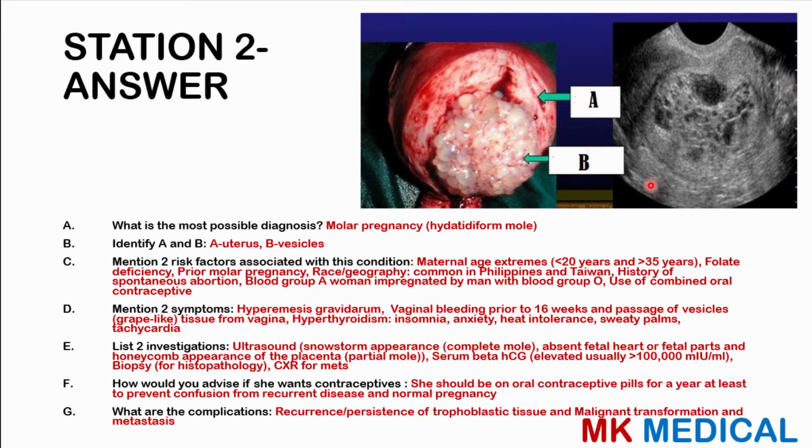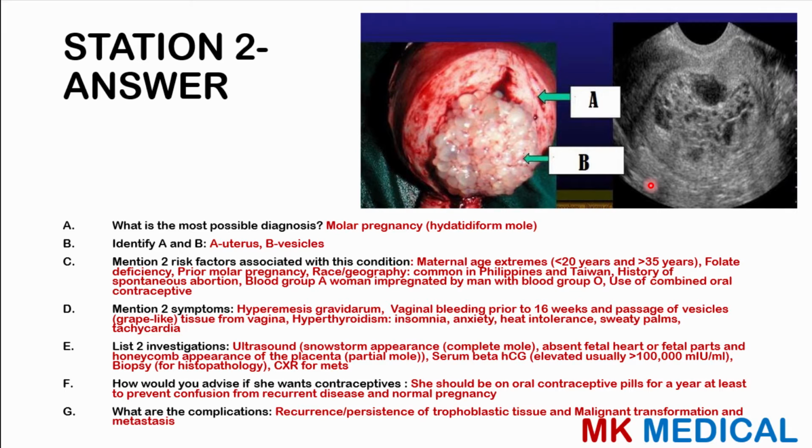Then how would you advise if she wants contraceptives? So she should be on oral contraceptive pills for at least 1 year, to prevent any confusion from recurrent disease or normal pregnancy. Because when you treat these patients for molar pregnancies, you're normally supposed to monitor the beta HCG levels. And if a woman falls pregnant, you may not know if this is actually a recurrent disease or this rise in beta HCG is due to the pregnancy that is there.